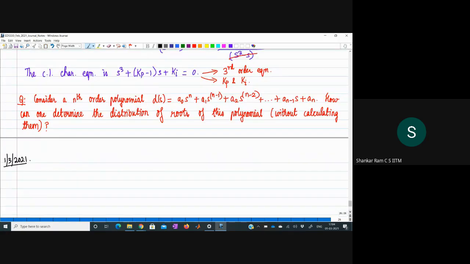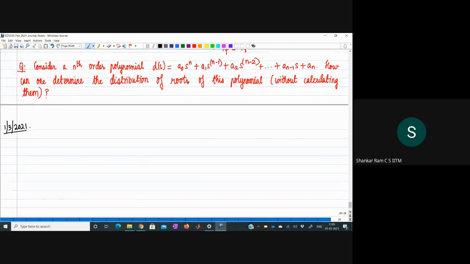So the question that we are asking is what is written here. Consider an nth order polynomial, D of s equals a0 s power n plus a1 s power n minus 1 all the way till an. The question that we are asking ourselves is how can one determine the distribution of roots of this polynomial, of course, without calculating them? That is very important. So the response is the following.